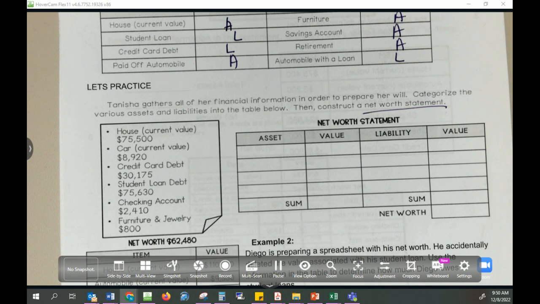No, we're not writing A. We're going to actually write the word. We're going to write house and what the value of that is under the asset. Give me just a second and I'll write it on there.